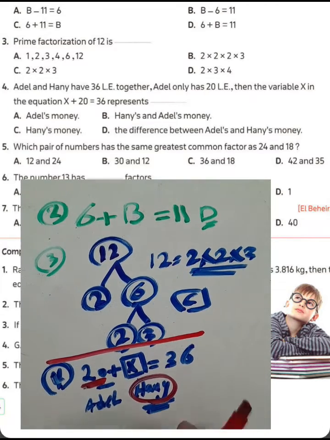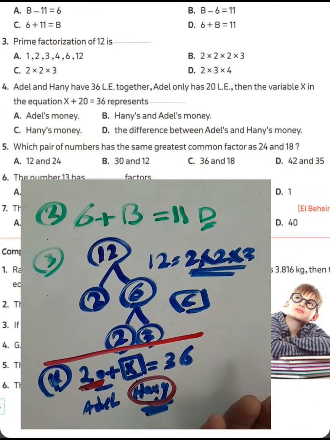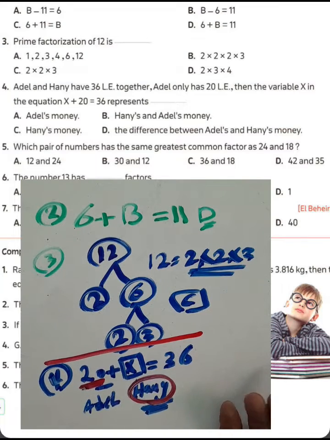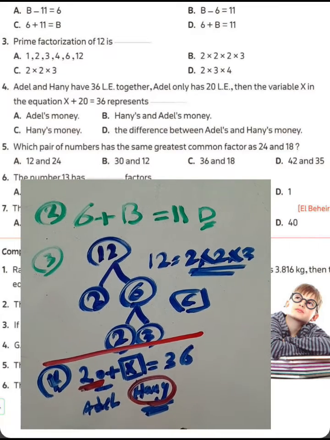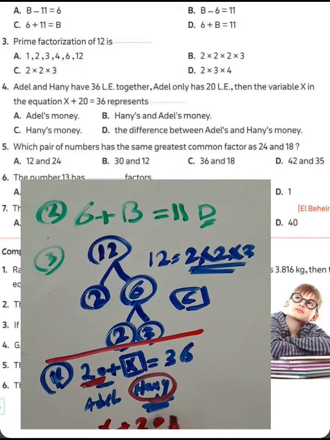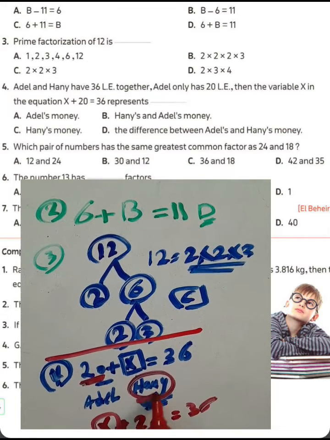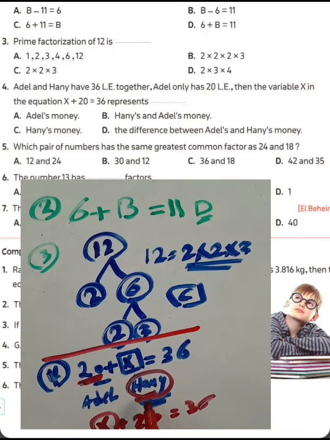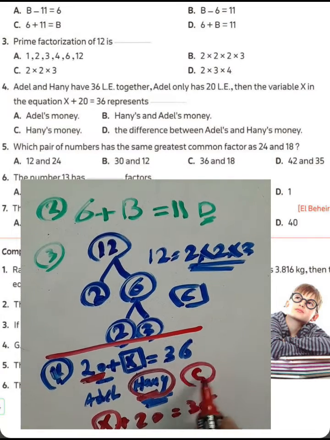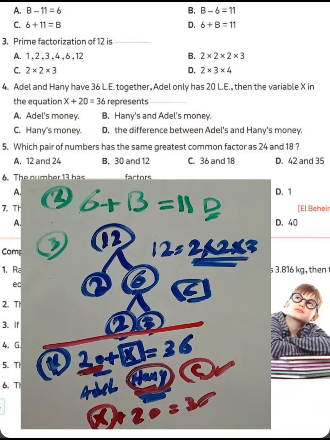We can find the value of x here by finding the difference between 36 and 20. But he asked in this example, what does the variable x in the equation x plus 20 refer to? He asked about x plus 20 equals 36. The variable x here refers to Hani's money. Okay, choose letter C for question number 4.